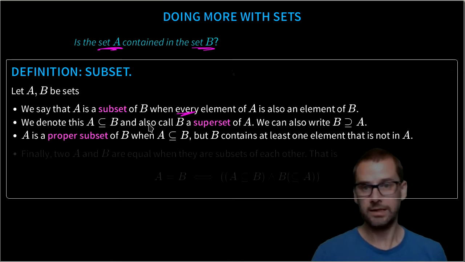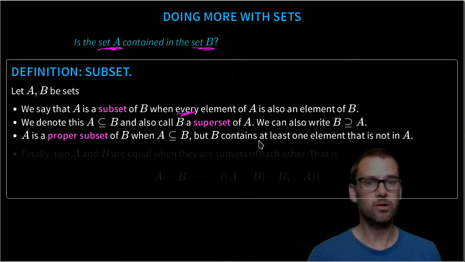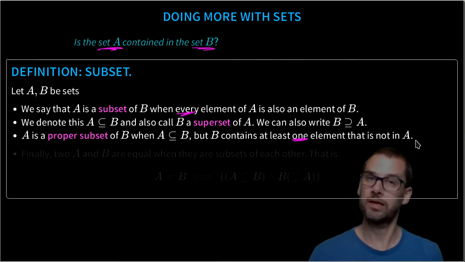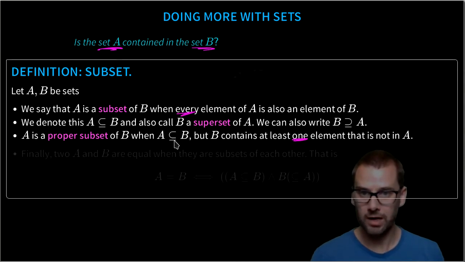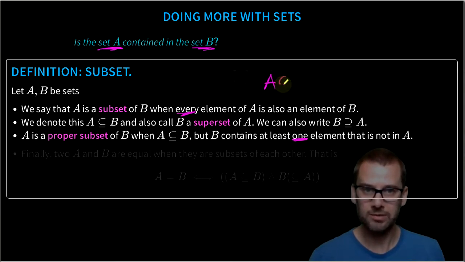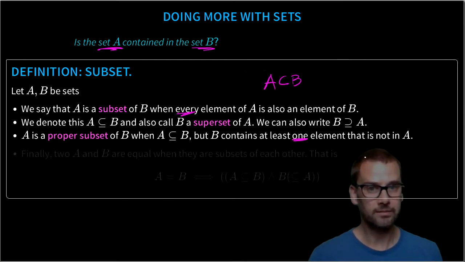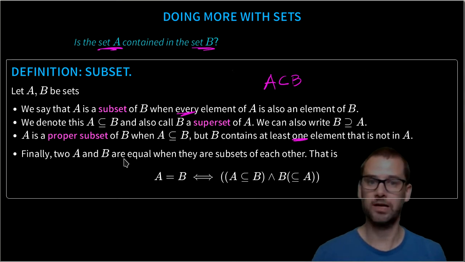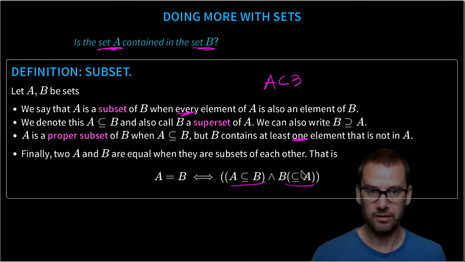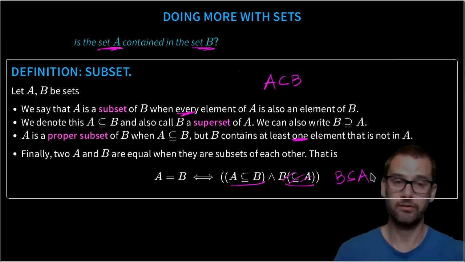Now, finally, we say that A is a proper subset of B when A is a subset of B, but B also contains at least one element that is not in A. In that case, rather than writing this symbol here, we write the same symbol just without that little extra sign at the bottom. Okay. And we say that two sets A and B are equal when they are subsets of each other. That is, A is equal to B if A is a subset of B and B is a subset of A. I've clearly got a bracket in the wrong place here. That should be B is a subset of A, and I'll fix that in the slides that I leave on the website.